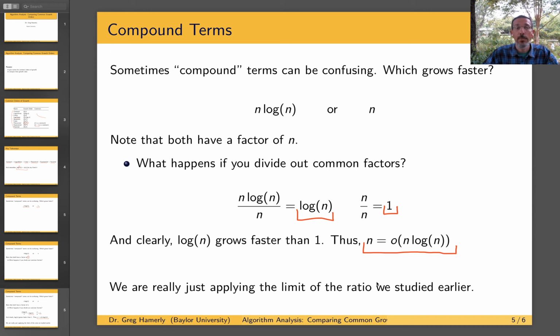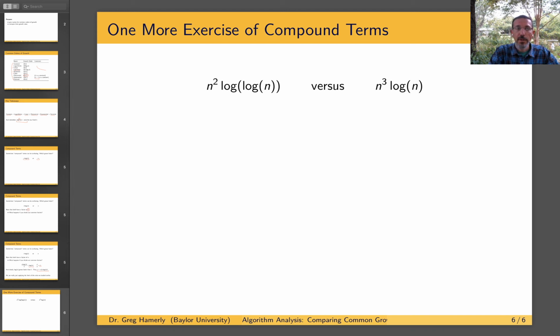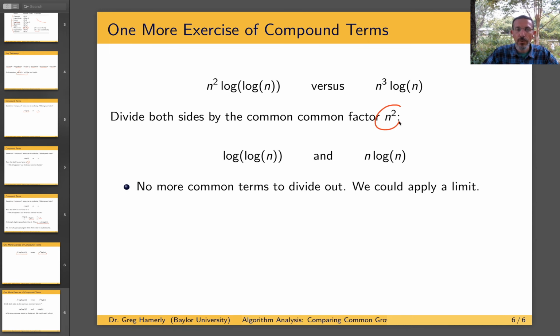And here all we're doing is applying the limit of the ratio that we studied in a previous lecture. We're just doing it in sort of a shorthand way. Okay, so one trick is to divide out common terms. Here's one more exercise with this. Suppose we had n squared log of log n. So this is not log n, this is log of log n, which does occur sometimes. It's more rare, versus n cubed log n. Well, again, we can divide out a factor of n squared, and that gives us log log n and n log n. But what do we do from here?